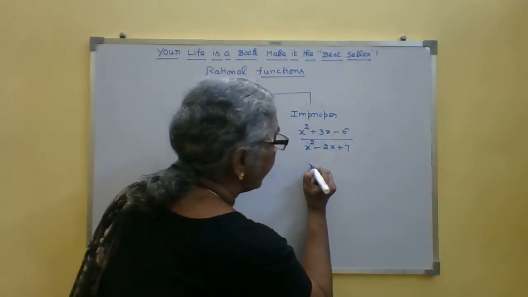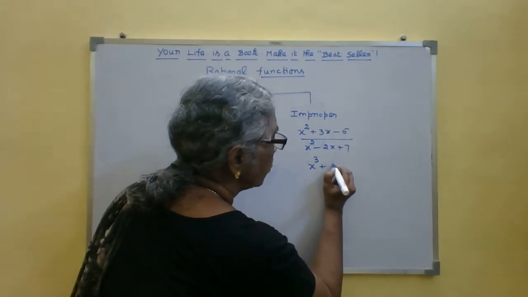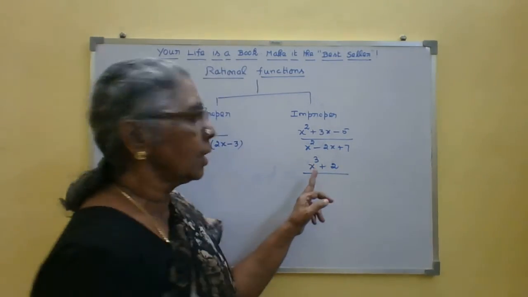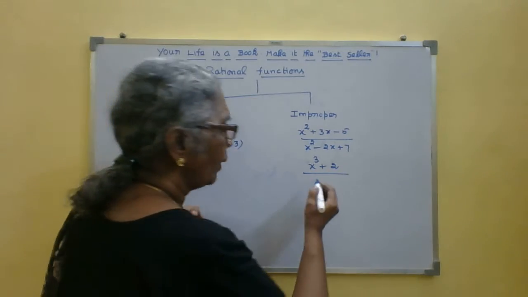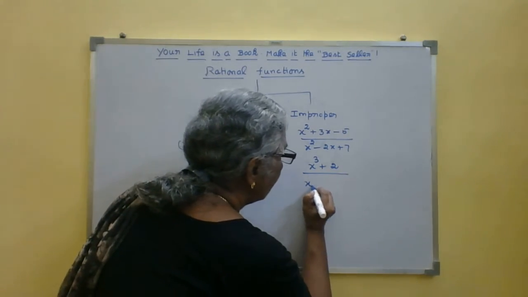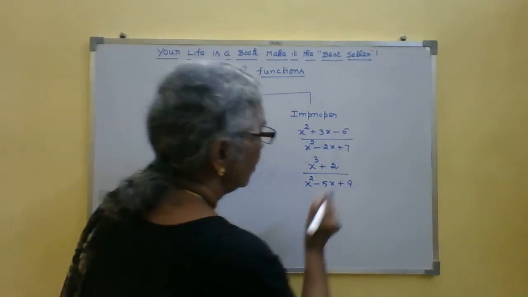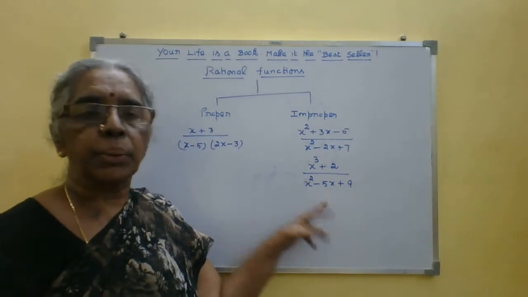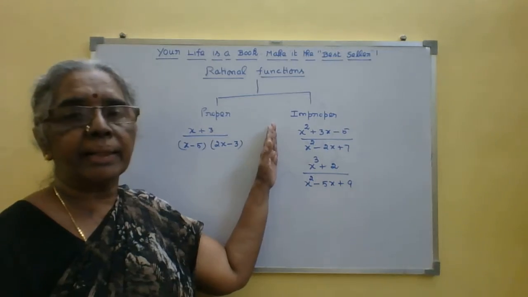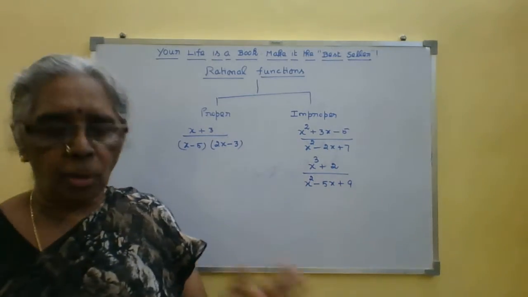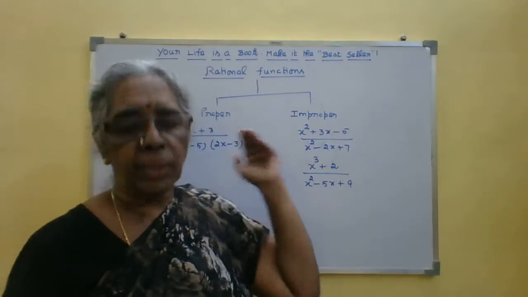One more example I can give is, you can have x cube plus 2 in the numerator. So, the degree is 3 here. In the denominator I can have x squared - 5x + 9. So, this is a quadratic of degree 2. The numerator is of a greater degree than the denominator. This is called improper rational function.